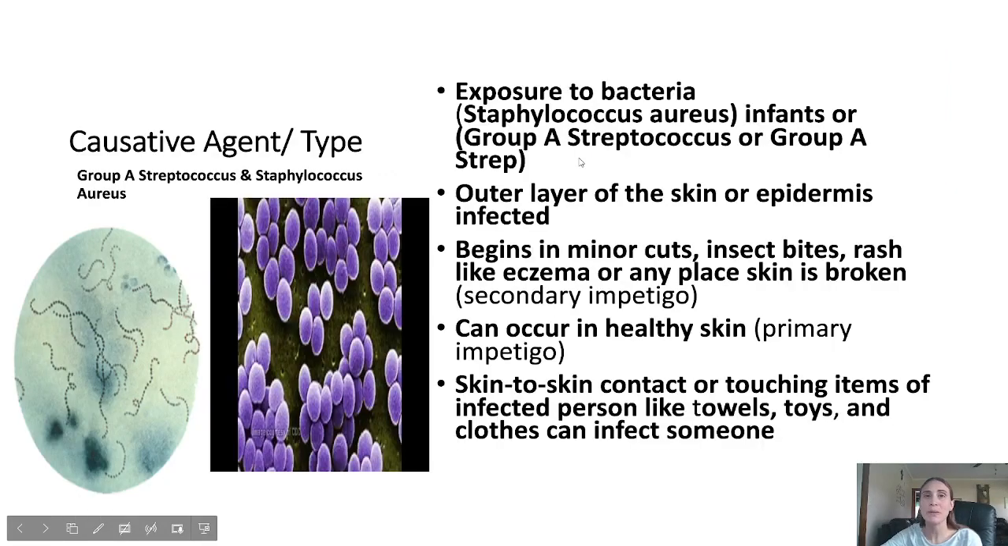Now I will talk to you about the causative agent of impetigo. So what happens is someone becomes exposed to one of these bacteria.